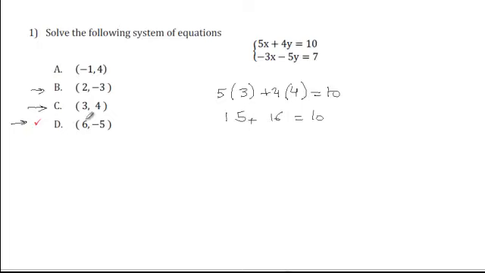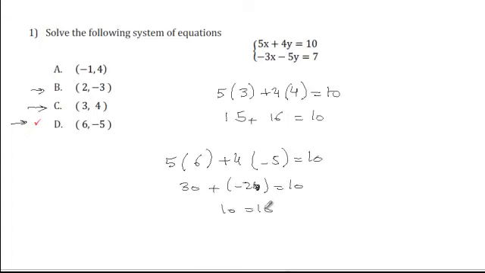So let's go for D, 6, minus 5. So we plug 6 and minus 5 instead of x and y. So we say 5 times 6 plus 4 times y, which is minus 5, is going to equal 10. So 5 times 6, 30, plus 4 times minus 5, which is minus 20, equals 10. 30 minus 20 is equal to 10, which is correct. 10 equals 10, but this is not confirmed yet.